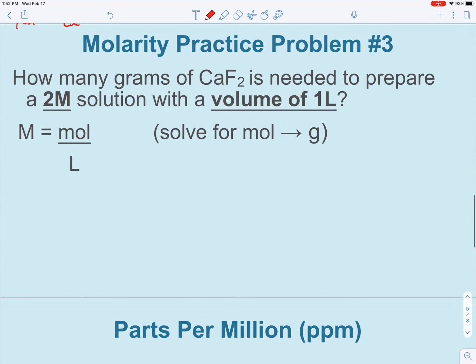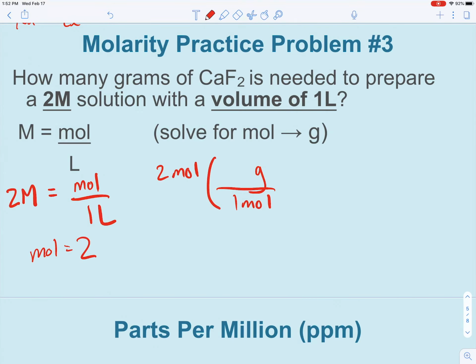All right, let's do one more practice problem. How many grams of calcium fluoride is needed to prepare a 2 molar solution with a volume of 1 liter? So here, they give us the molarity and they give us the volume, but we don't know the number of moles, and we also are trying to get grams. So first we want to solve for moles, and then we're going to convert that to grams. So this is fairly easy. We can see that moles is going to be 2. So liters will cancel out. Everything cancels out.